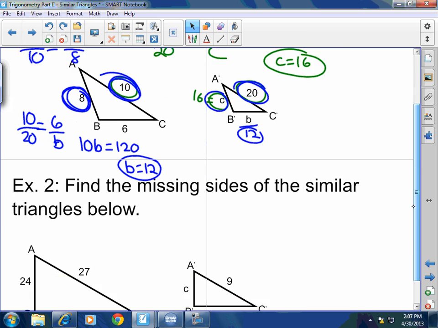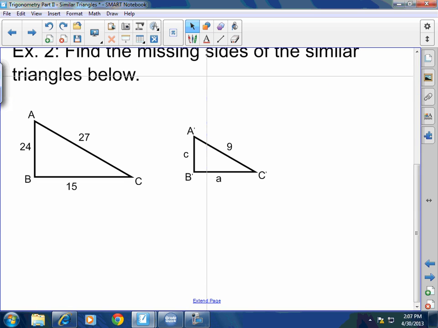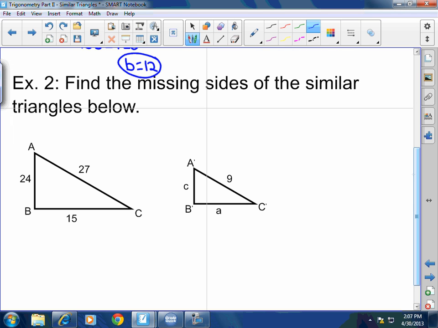Okay. Let us continue. Let's find this. This one should be pretty Mickey Mouse. How does AC to A prime C prime differ? By 3, right? It's divided by 3, right? So if they're similar, which I said they are, they all have to be proportional, correct? Yes. So 24 divided by 3 is? So C is 8.